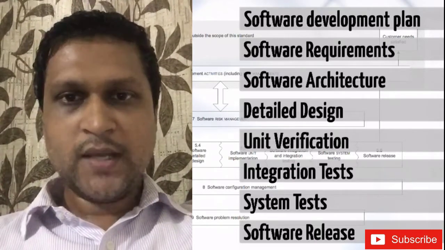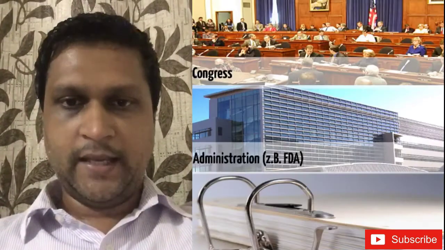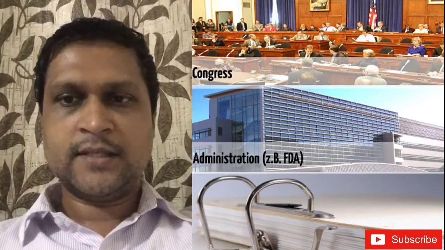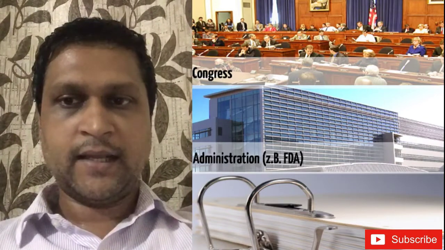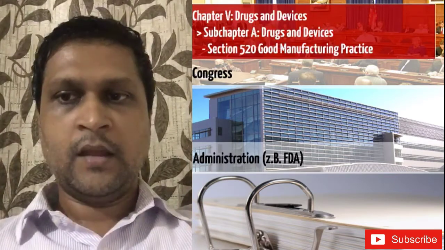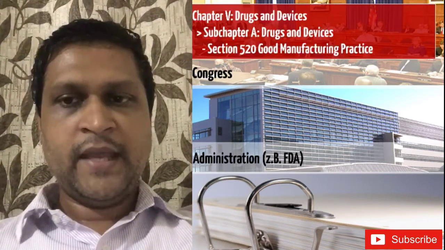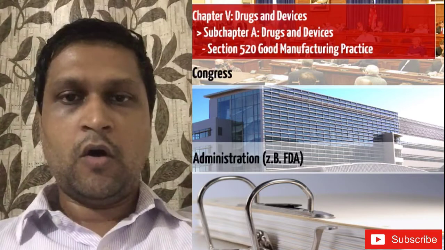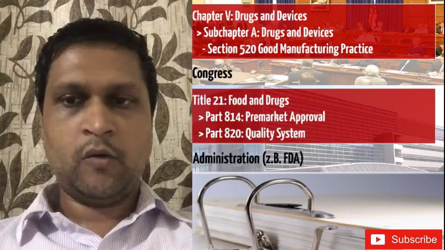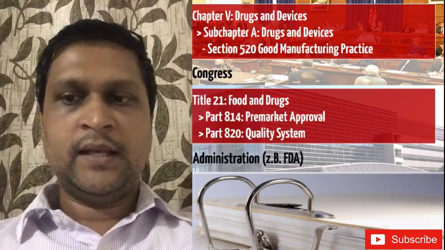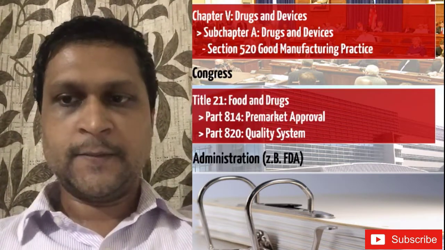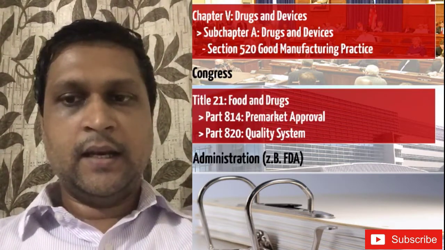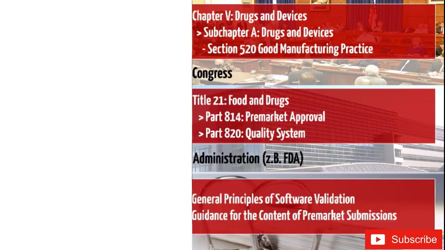So the US standard has 3 layers. The first layer consists of the law, the Federal Food, Drug, and Cosmetic Act, FD&C. In the second layer, we have the administrative law, or we can call it the Code of Federal Regulations, CFR. The last layer consists of the recommended guidance documents of the US, which clearly describe these requirements.